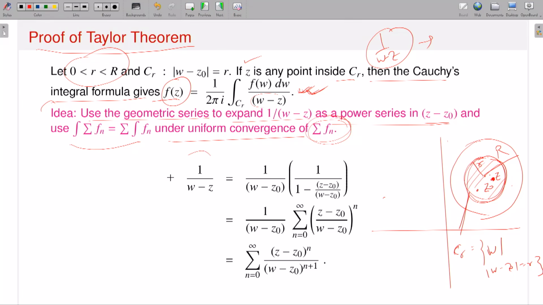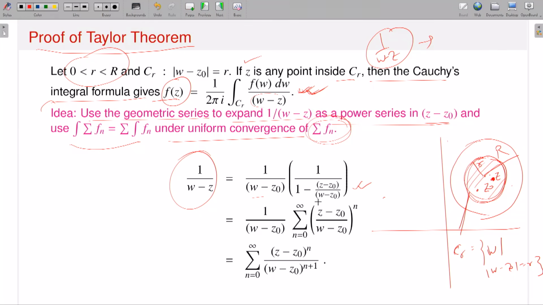So let me start with that. This is the object. In the integrand you will have f(w) divided by w minus z. I want to write it in terms of the series expansion in z minus z0. So this is the algebra you have to do. This object is the same as 1 by w minus z0 divided by 1 minus this quantity, and you will see this gets cancelled.